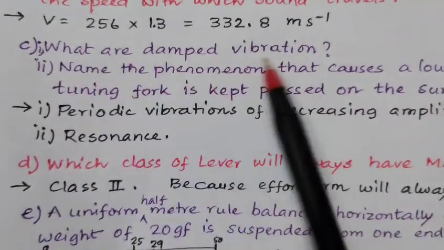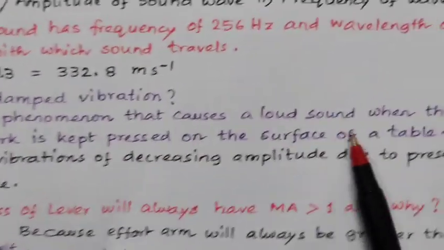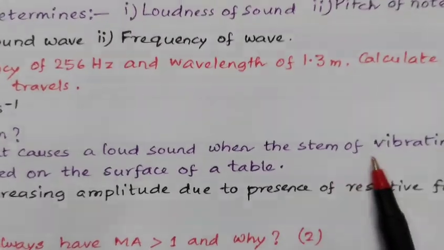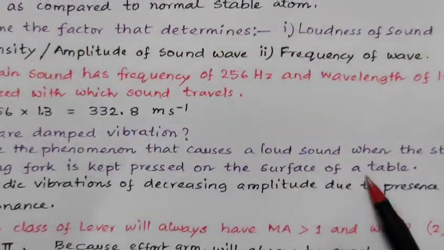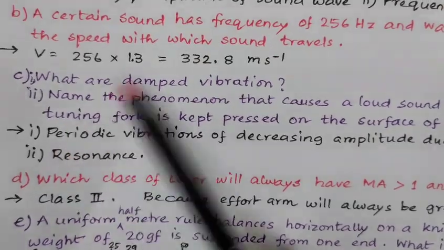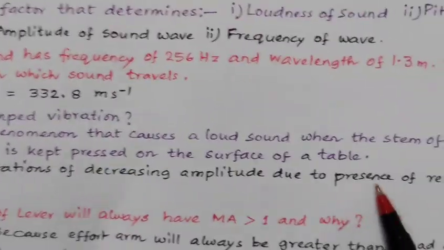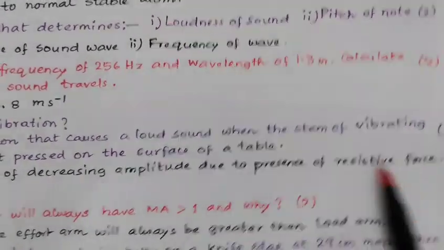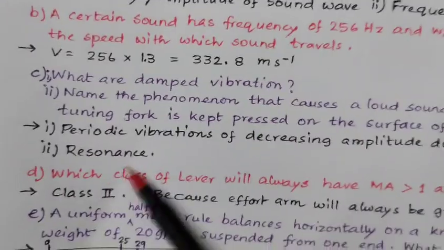Now see, what are damped vibrations? Name the phenomenon that causes a loud sound when the stem of vibrating tuning fork is kept pressed on the surface of a table. Number 1. What is damped vibration? The periodic vibrations of decreasing amplitude due to presence of resistive force. And the name of the phenomenon is resonance.